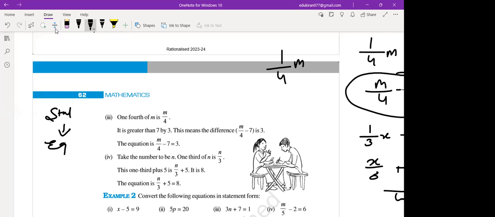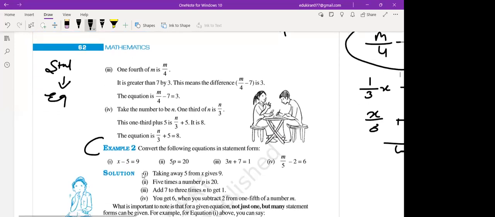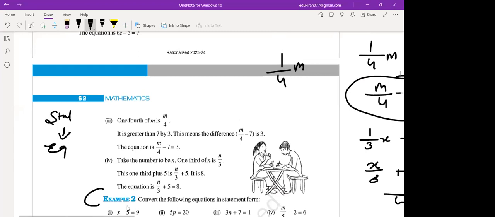Okay? So, ma'am, for the example 2, right? Yes. Example number 2. Ma'am, I have to write statements for that? Right, you have to write statement. This is given. So you have to write statement. I can give you a hint. So you can write it. Taking 5, subtracting 5 from any number gives 9.